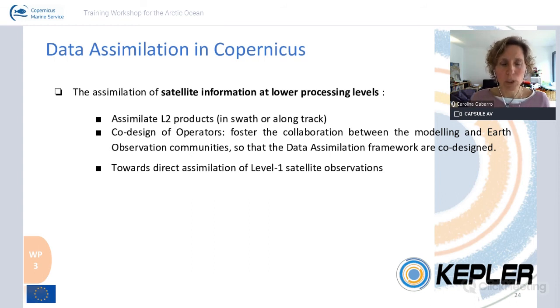We also investigated the possibility of a simulation methodology, assimilating information at lower processing levels. By lower processing levels we mean not assimilating a complete map, a level 3 product, a complete map of a parameter, but for example a level 2 product, that means a swath or track of the satellite. We also investigated the possibility of assimilating level 1 observations. Level 1 is the brightness temperature, and not sea ice thickness, for example, or sea ice concentration, but assimilating a lower level or backscatter, depending on the sensor.